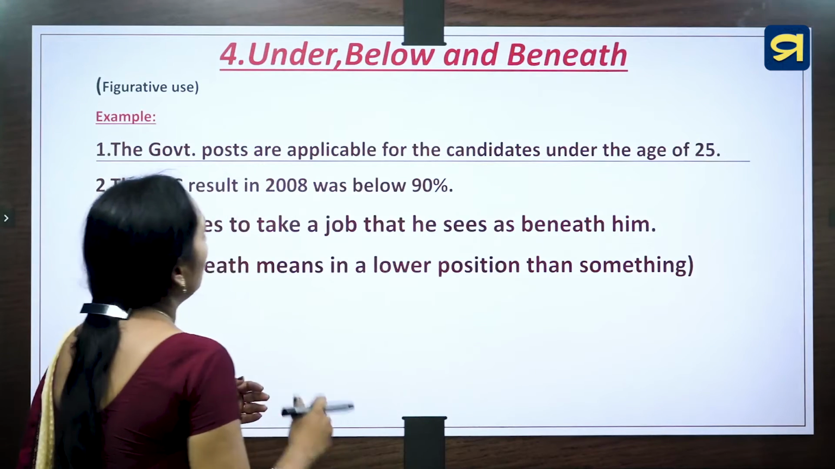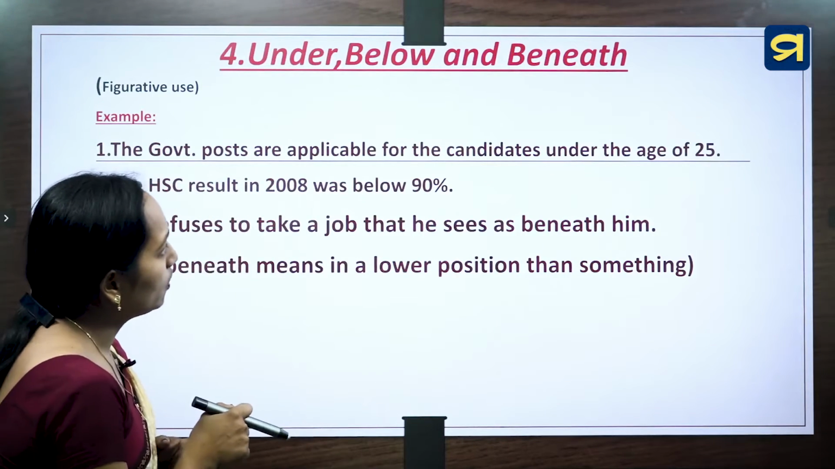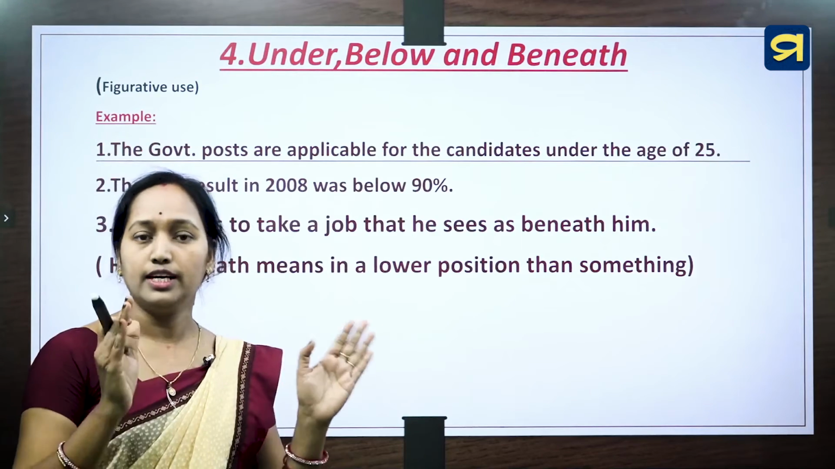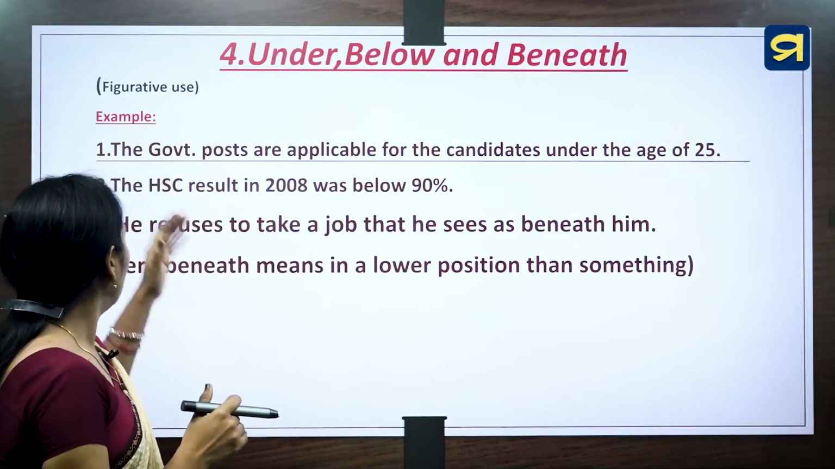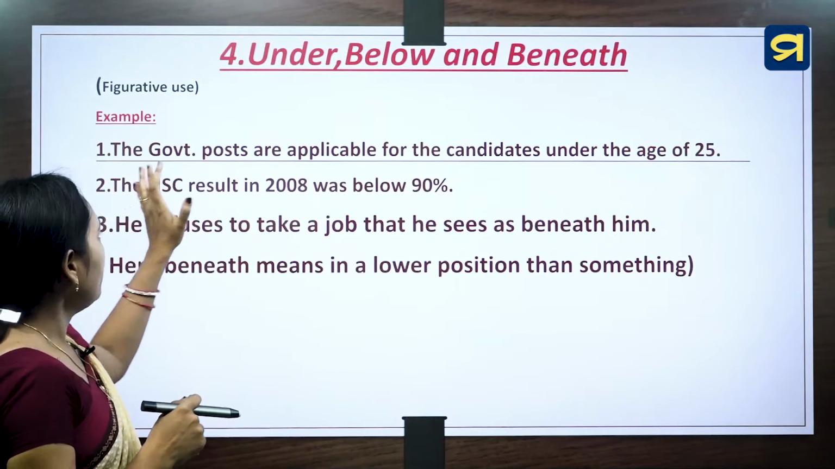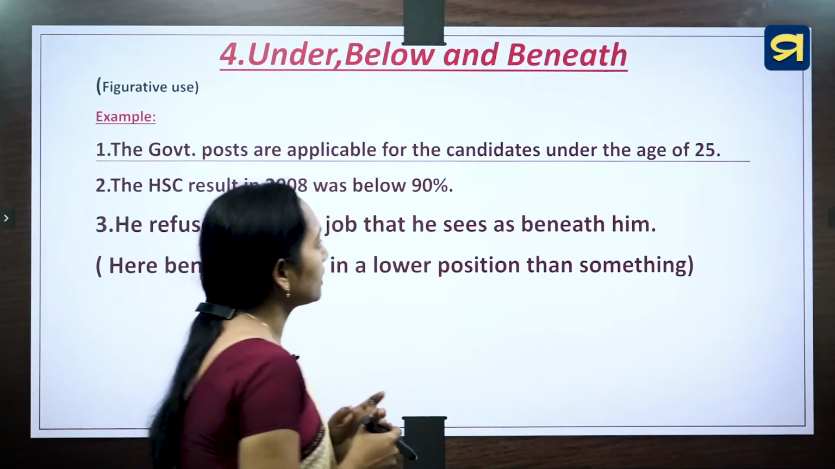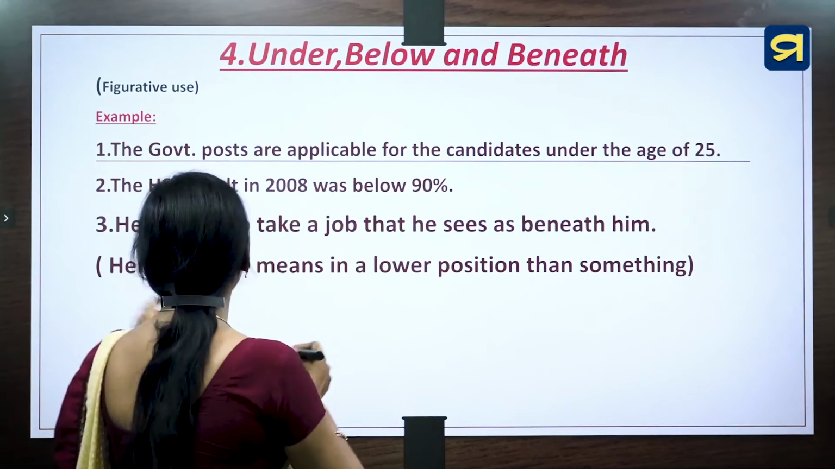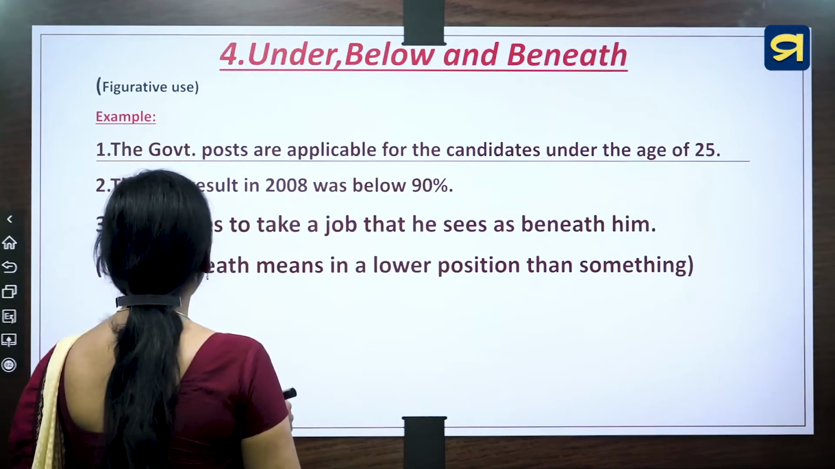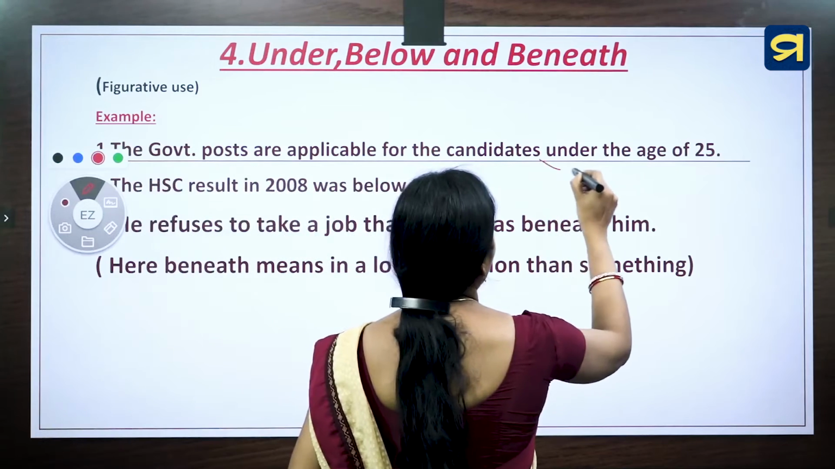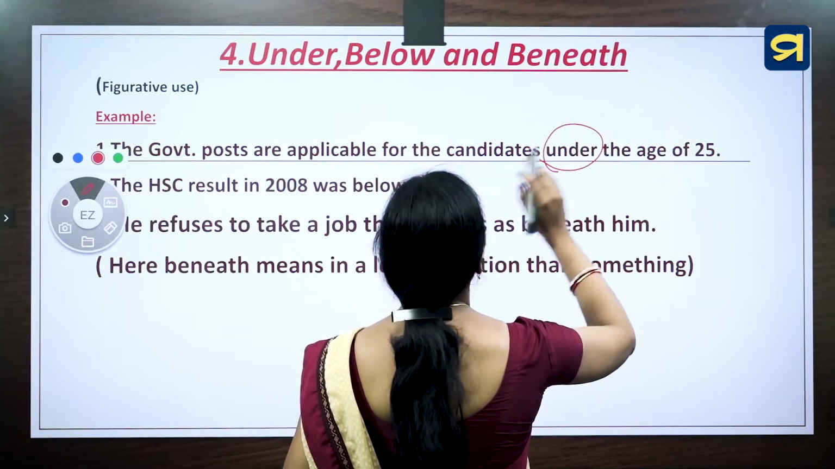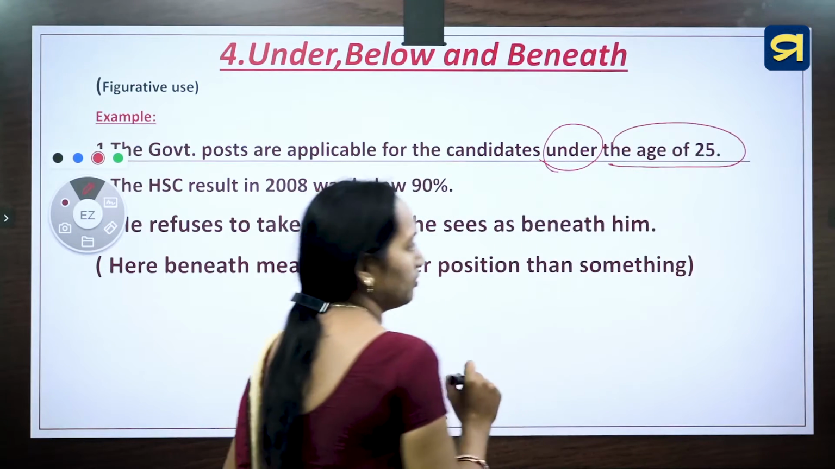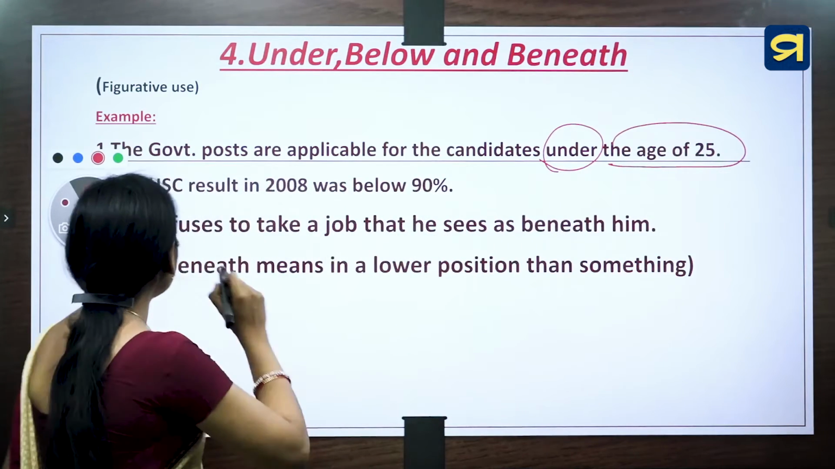Next, under, below and beneath, and its figurative use. Example: the government posts are applicable for the candidates under the age of 25. Here, under is used to indicate the figurative number, the age of 25.